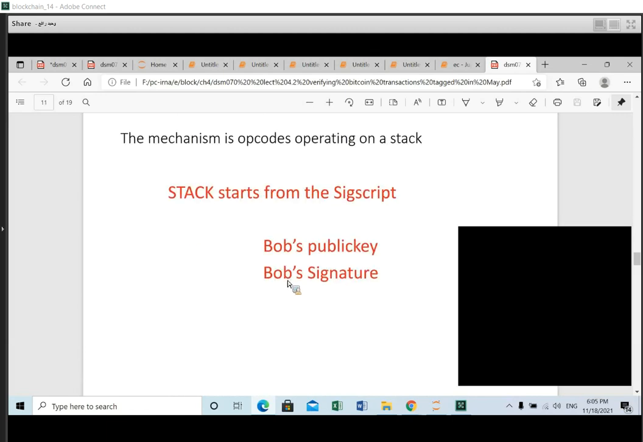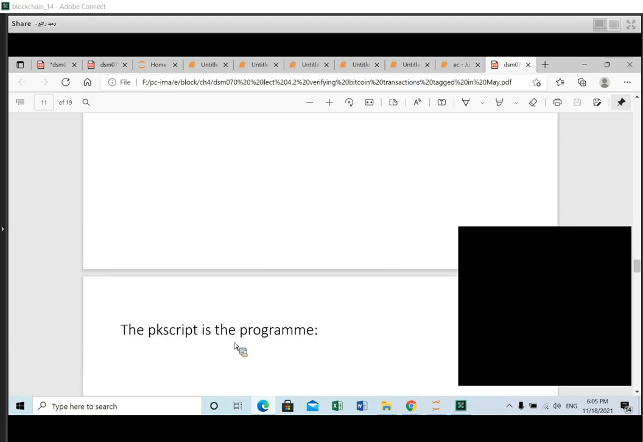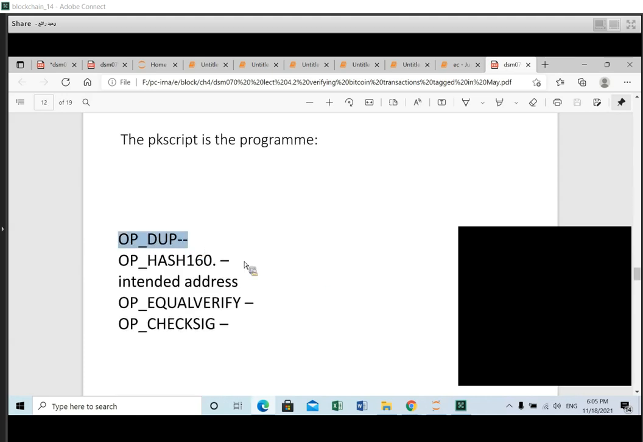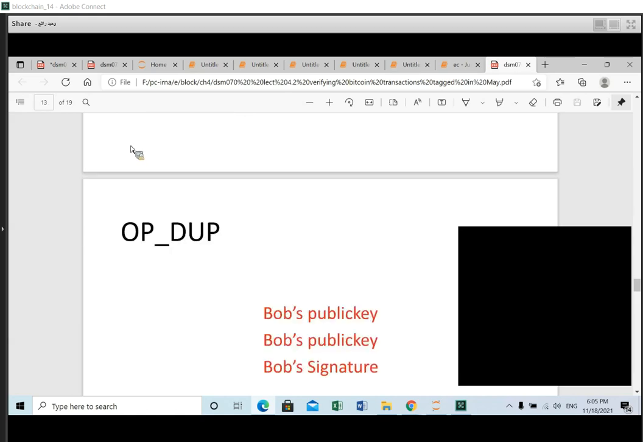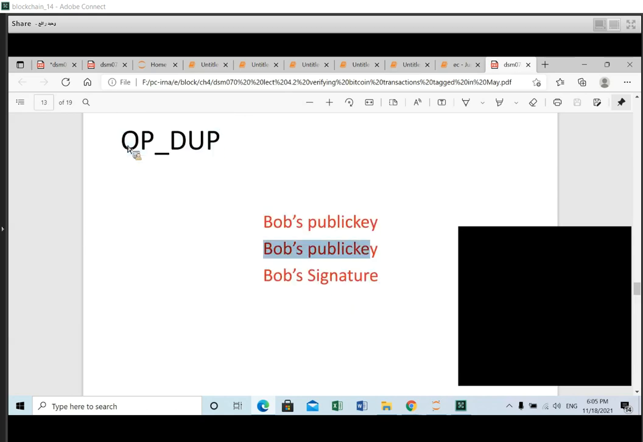Okay, and here I'm trying to answer your question. There is a stack. At the bottom of the stack, we have Bob's signature, then we have Bob's public key. This is the PK script with which Alice locked the output. Okay, OP_DUP means duplicate the element on top of the stack. So that was the initial state of the stack.